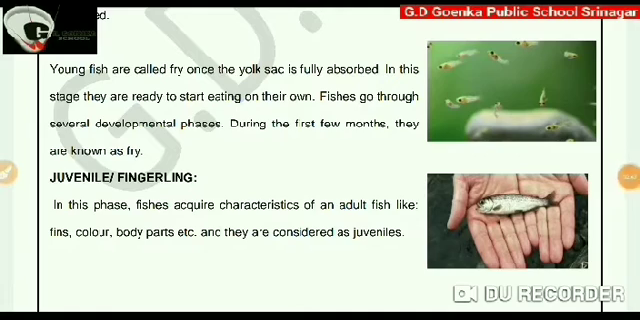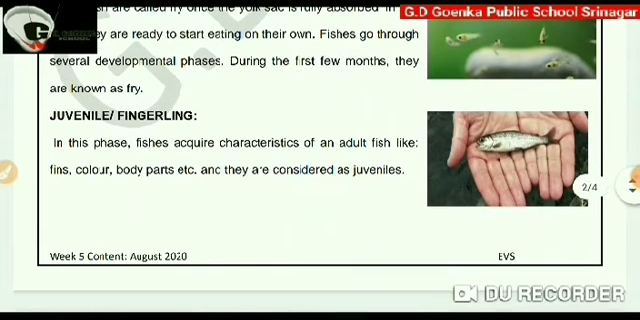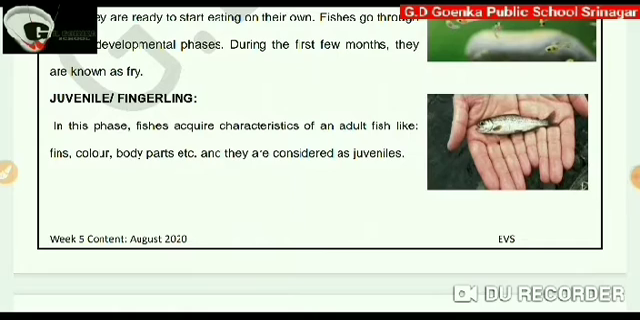Now, the fry stage. Young fish are called fry once the yolk sac is fully absorbed. In this stage, they are ready to start eating on their own. Fish go through several developmental phases. During the first few months, they are known as fry. After fry, there is a juvenile or fingerling stage. In this phase, fish acquire characteristics of an adult fish, like fins, color, body parts, etc., and they are considered as juveniles.